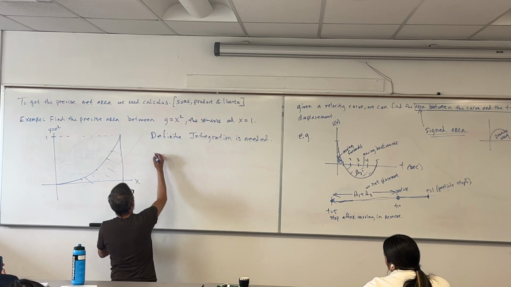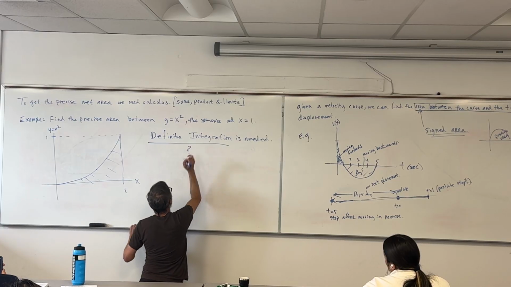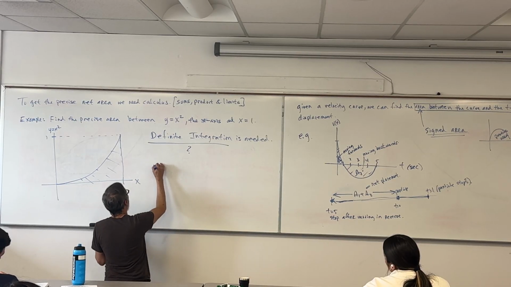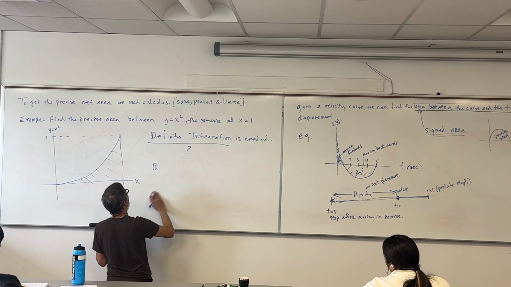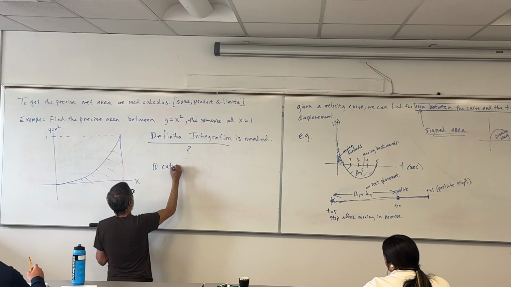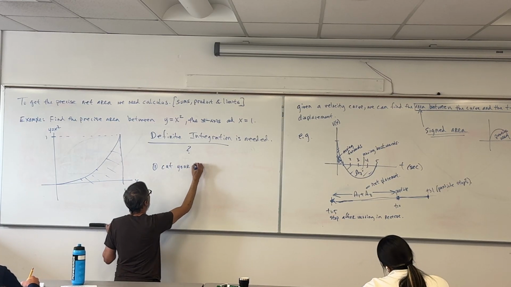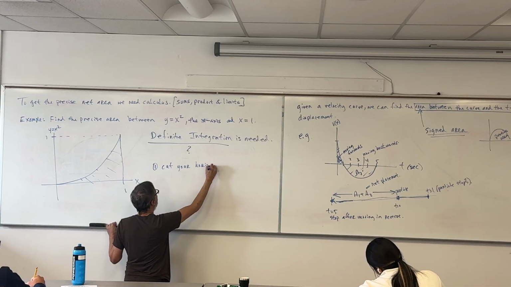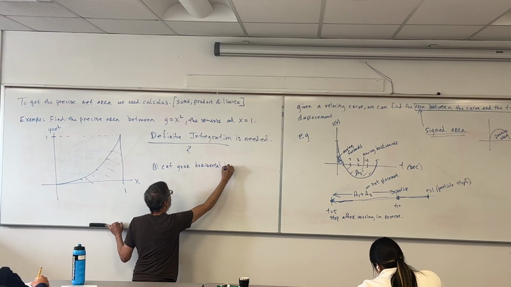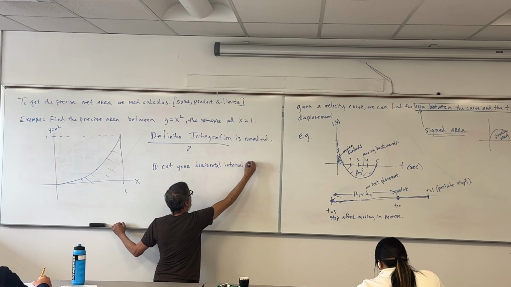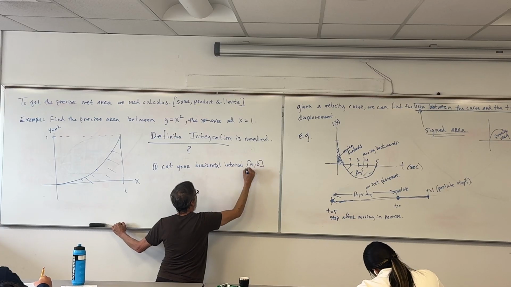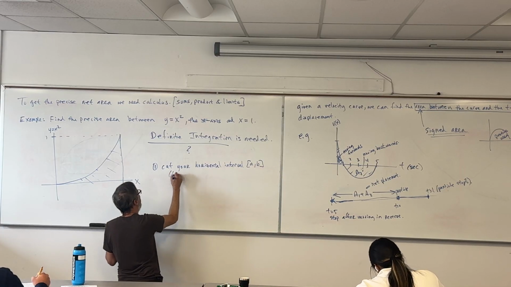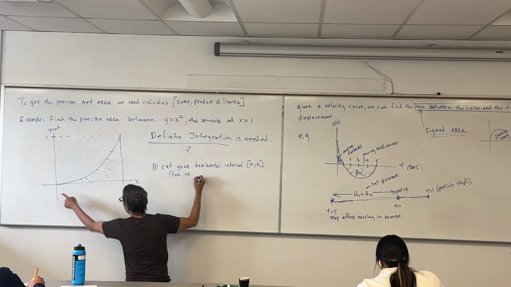Definite integration. So what is this? Step 1. Cut your horizontal interval. Here, in general, that would be a to b. For us, it's 0 to 1.